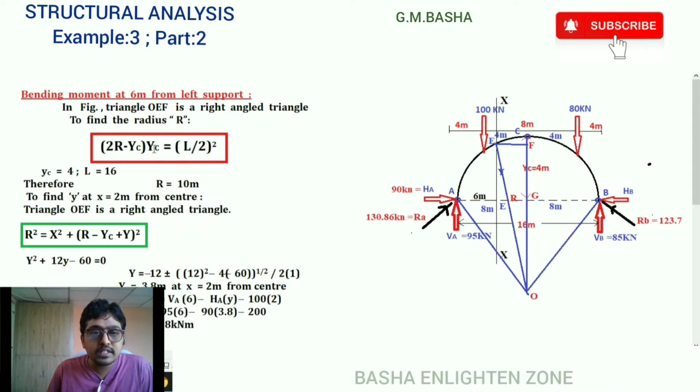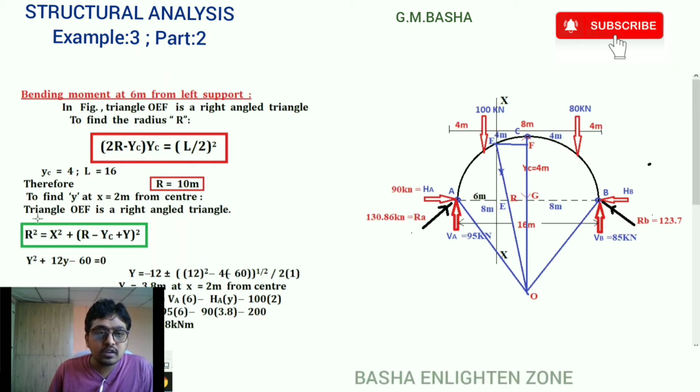If you substitute that YC and L value, you directly obtain this R value. So after simplifying the values in this equation, you will get R equal to 10 meters. Okay, then after obtaining this R value, what do you have to do?